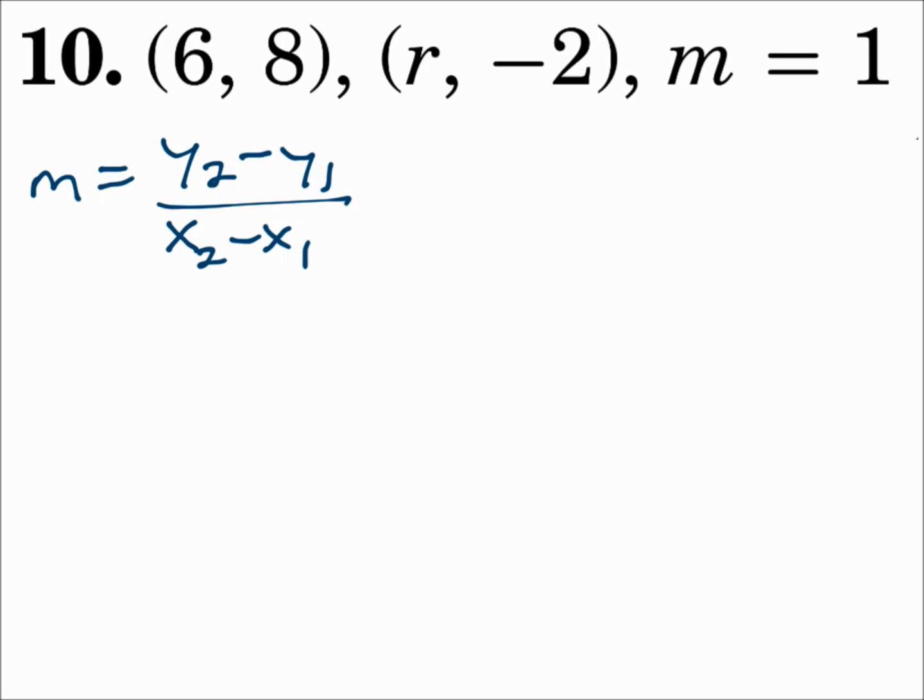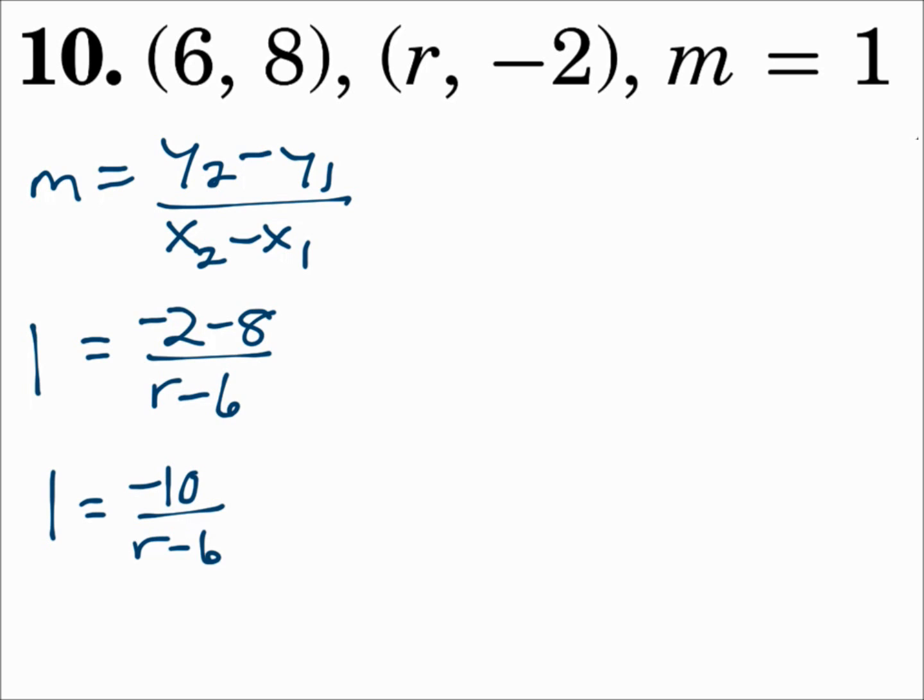So let's substitute. M is 1. y2 is negative 2 minus y1 is 8 over x2 is r minus x1 is 6. And we'll solve this for r. Simplify it a little bit. Negative 2 minus 8 is negative 10.